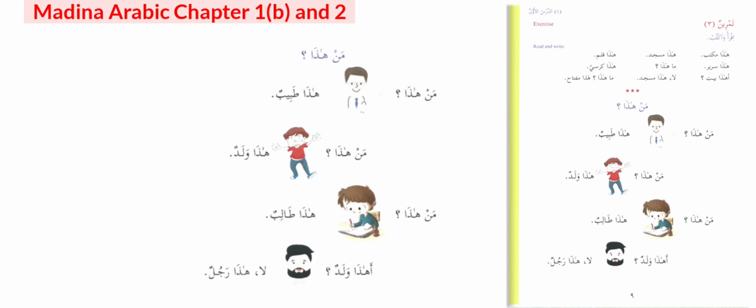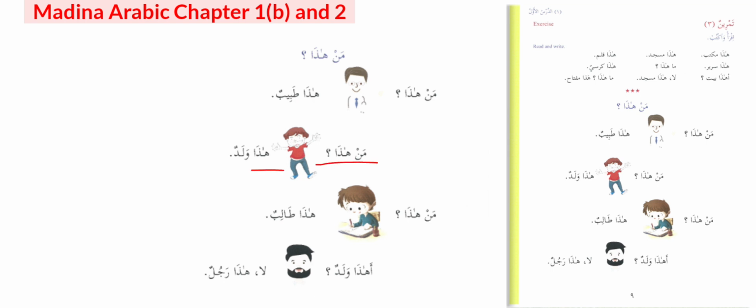Now today our topic is man haza. So yesterday we saw ma haza, which means what is this? Today we are seeing man haza. Who is this? So you can see man haza tabibun. Who is this? This is a doctor. So ma is used for things and man is used for person, right? So man haza, this is a person, so haza tabibun.